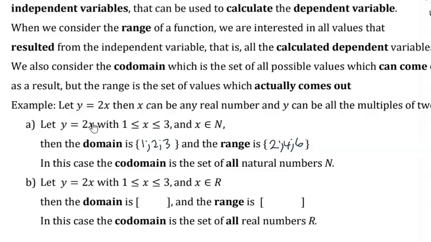But the codomain is all the natural numbers. So here I have all the natural numbers, but I'm only going to use 1, 2, and 3 for the domain, and the range will only be 2, 4, and 6.